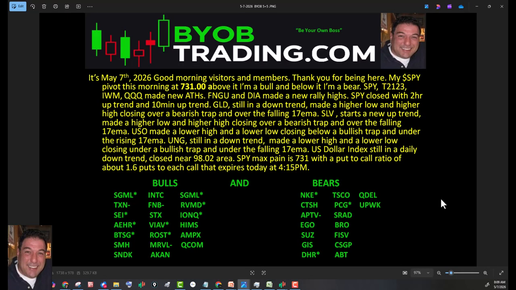SPY max pain for today, if they haven't changed it on me, 731 with a put to call ratio of about 1.6 puts for each call that expires today at 4:15. Now, if this is your first time seeing this page, these are all in daily uptrends over the 17 EMA. These are all in daily downtrends under the 17 EMA. If they have a star, they're building out a launch pad. It's known as a bull flag, from which to launch higher. If it's got a little dash, it means they already built the flag and they already launched higher from yesterday.